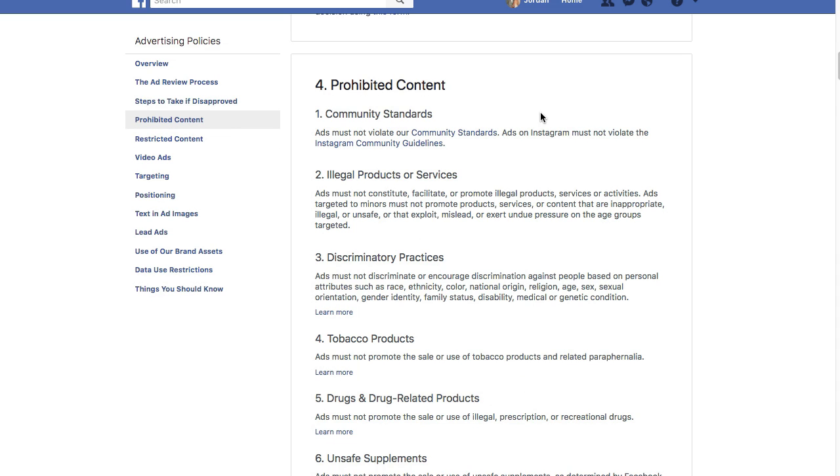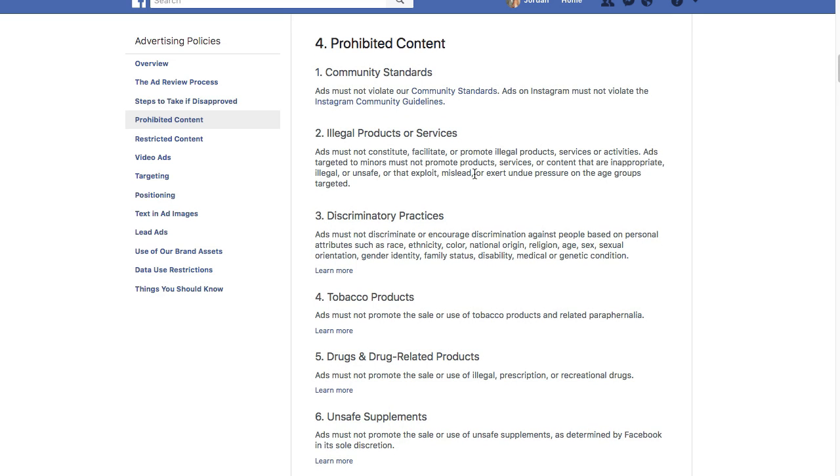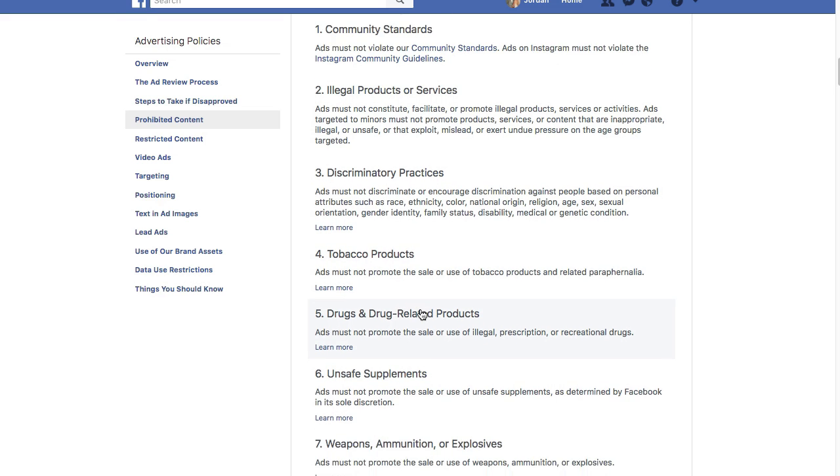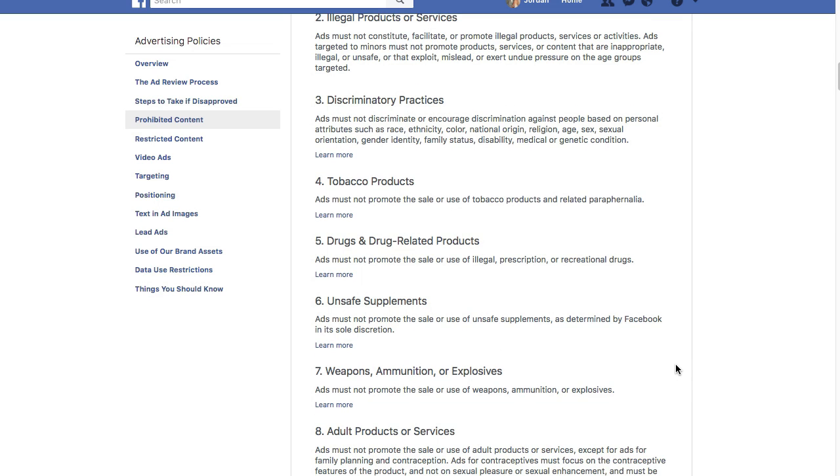For prohibited content, obviously you can't advertise any illegal products or services. That's pretty self-explanatory. You can't use any discriminatory practices in your ads. You can't encourage discrimination. It's best to stay away from any areas of race, sex, gender, anything like that, in general. You can't advertise tobacco, you can't advertise drugs. You cannot advertise unsafe supplements, and as they say, this is determined by Facebook in its sole discretion. So if you're advertising some supplement that a Facebook rep decides is not safe, they can shut you down, and that is within their right to do so.